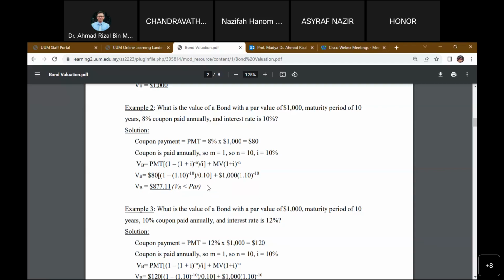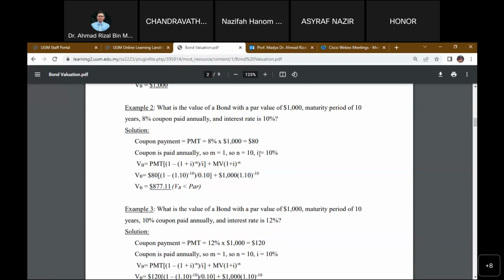Where do we refer to? Anyone? Want to try? It's here somewhere. Where is it? The yield to maturity. Yeah. It's here. This 10%. Okay, 10% is your yield to maturity.